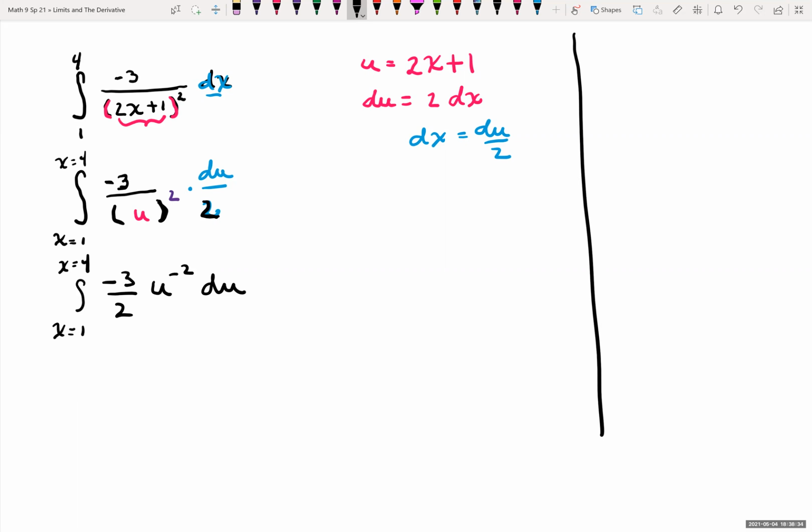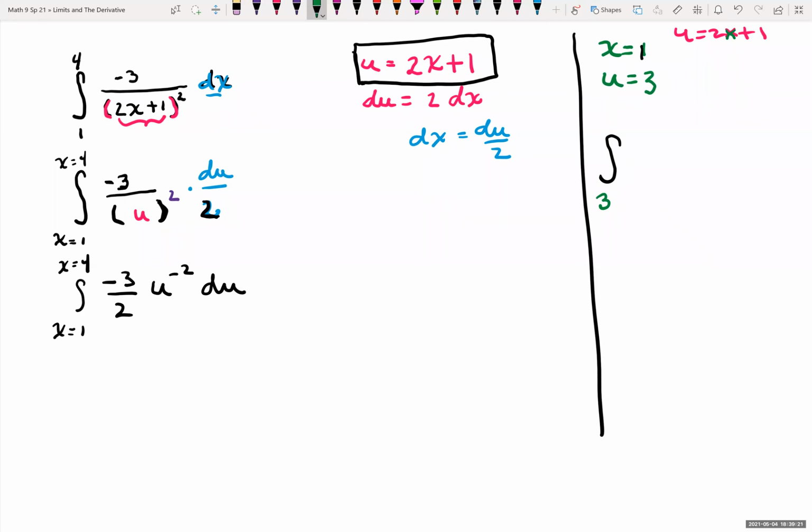Or we could change the bounds at this point. We want our function to be in terms of u instead of x. And so we have our bounds where x equals 1. So if x equals 1, let's figure out what u has to be then. So remember, u is 2x plus 1. So when x is 1, my u value would be 2 times 1 plus 1. So 2 times 1 is 2 plus 1 is 3. So I know my lower bound, when x is 1, goes down here as u is 3.